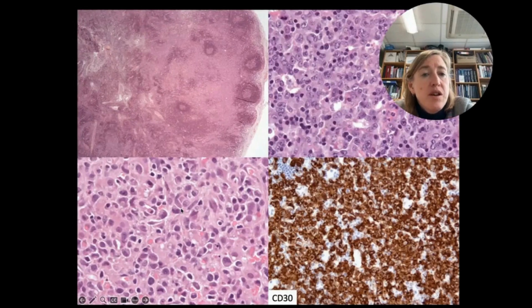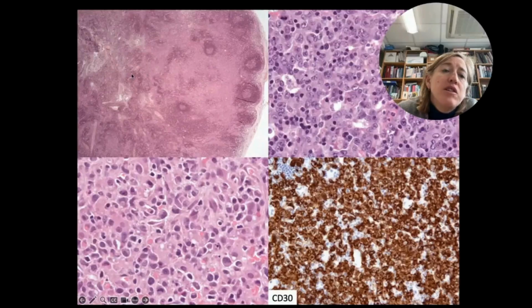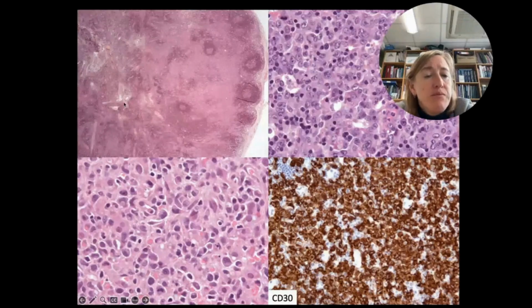So here's an example. This is very obvious. You've got these highly pleomorphic cells, and you can see that because they're T cells, they're actually respecting the B cell follicles in this case and sitting in the normal T cell area in the paracortex. So they don't necessarily wipe out everything else in the lymph node.